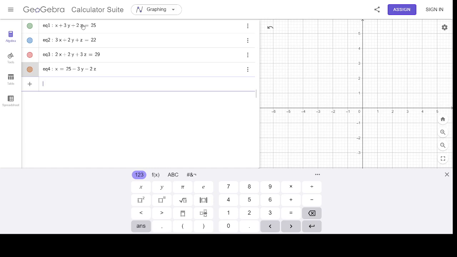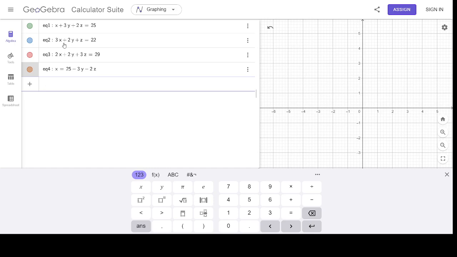Now the next step, we need to substitute x in the second equation. Then we will do the same in the third equation so that we reduce the number of variables from 3 to 2. With two variables and two equations, we can easily find the values of y and z. So let's go.